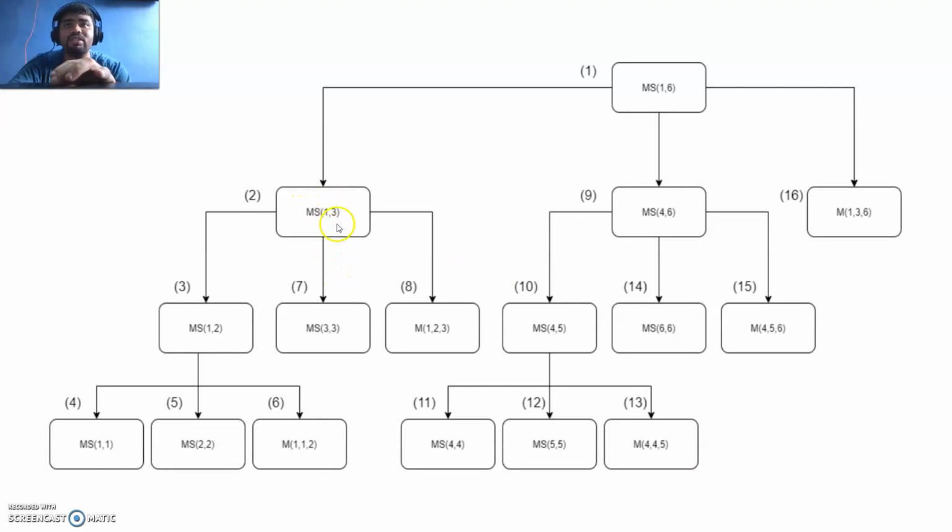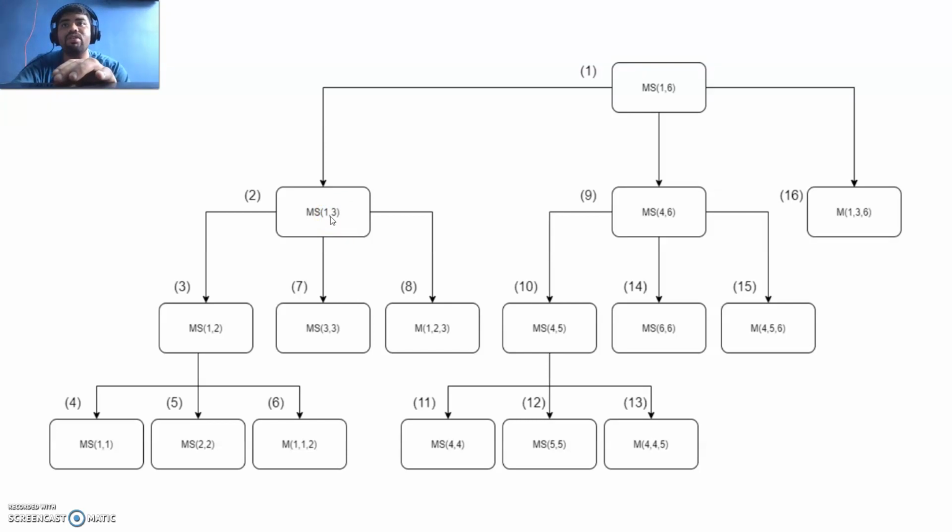As soon as this is called, it will lead to calling another merge sort function because P is less than R. In this case, 3 is R and P is 1, so P is less than R. Again, I have to calculate the value of Q. It will be 1 plus 3, that is 4, divided by 2. So the Q value is 2.